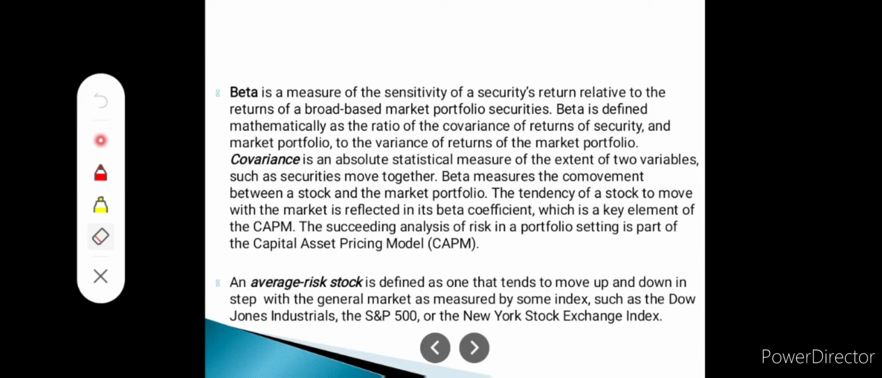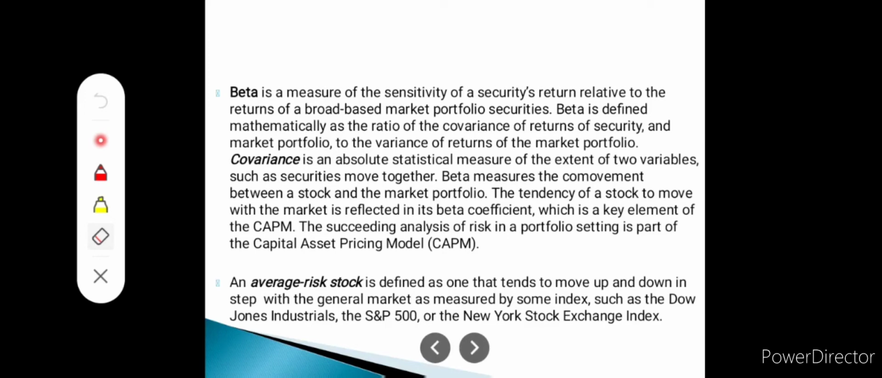Beta is defined mathematically as the ratio of the covariance of returns of a security and the market portfolio to the variance of returns of the market portfolio. Covariance is an absolute statistical measure of the extent to which two variables, such as securities, move together. Beta measures the co-movement between a stock and the market portfolio. So the tendency of a stock to move with the market is reflected in its beta coefficient, which is a key element of the CAPM.